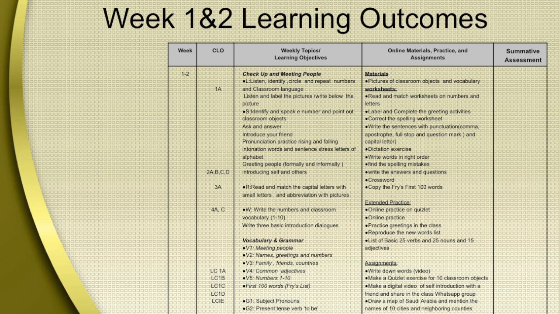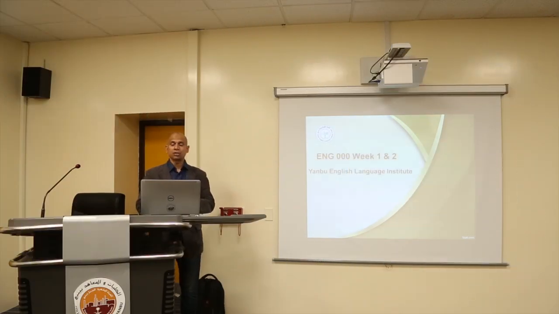In terms of vocabulary and grammar, which is in essence the base of your language, you need to have vocabulary regarding meeting people, names, greetings and numbers, family, friends and countries in terms of nationalities, common objects, adjectives to describe personality and adjectives to describe a place. Then the numbers 1 to 10 and the first 100 words of the Fry list.